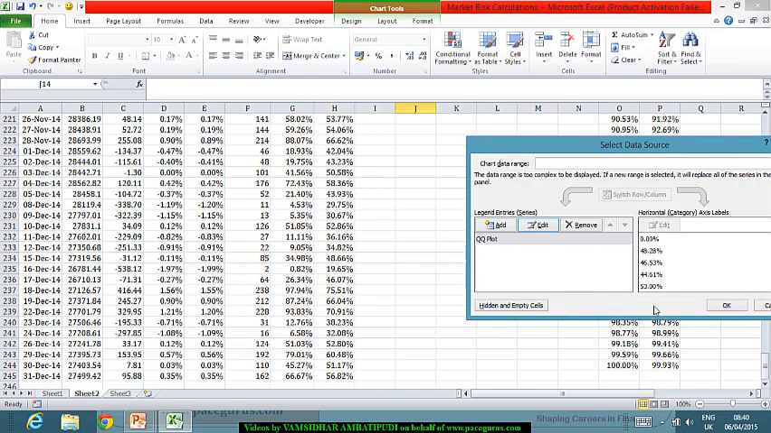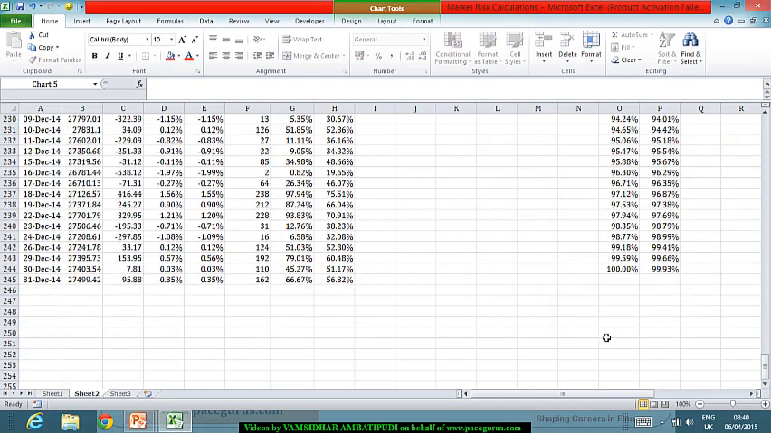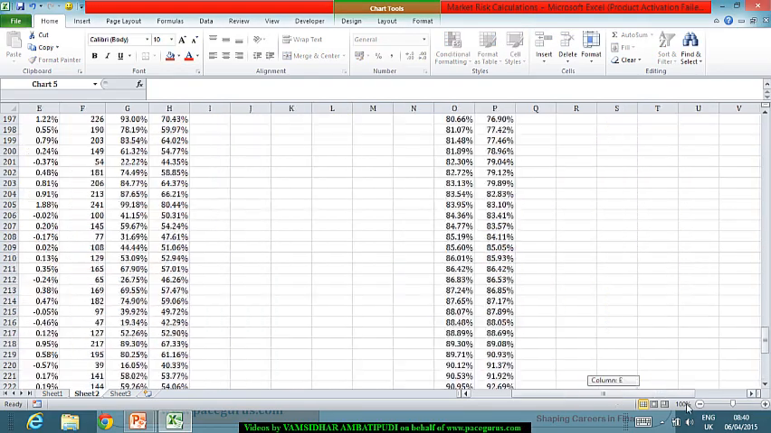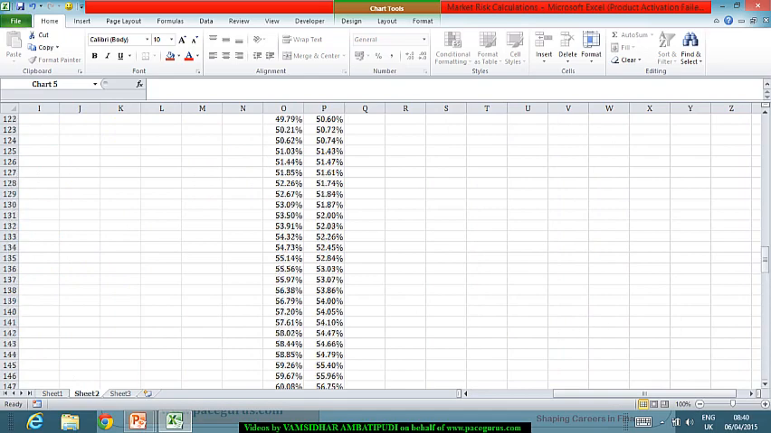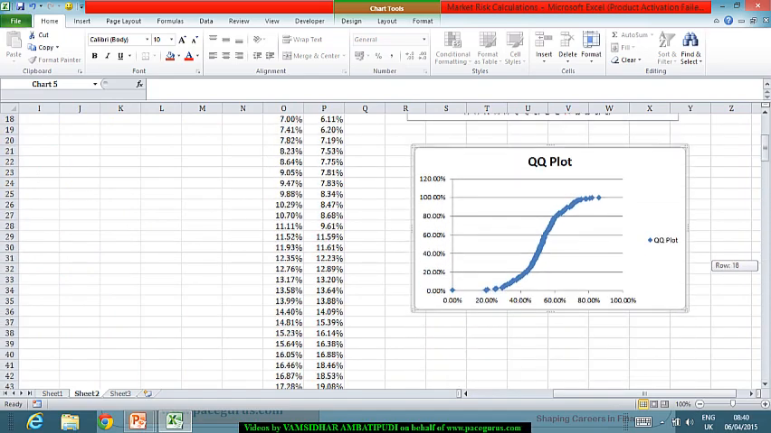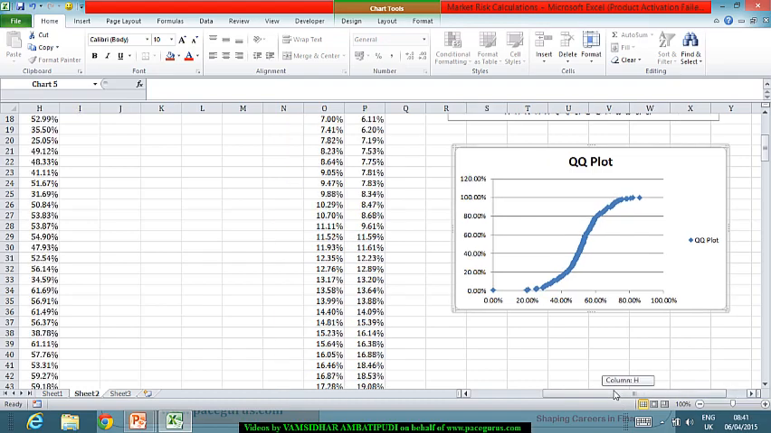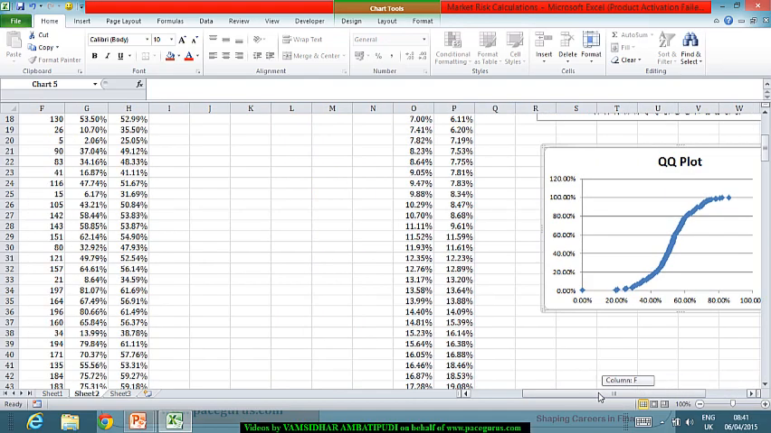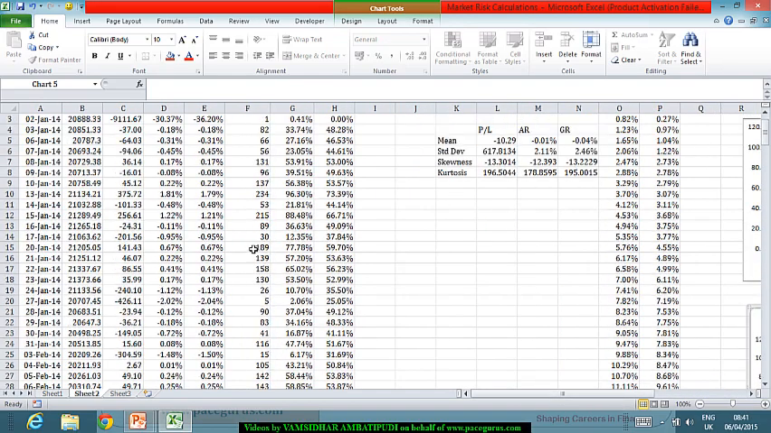Now see what change has come in the QQ plot. You could see in the new QQ plot, it is nowhere close to a straight line. Up to here it is more or less fine, but this looks widely varying. So this is what I typically understand as the outliers in my data.